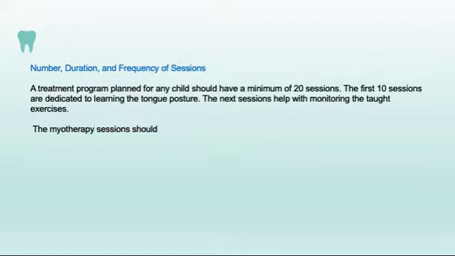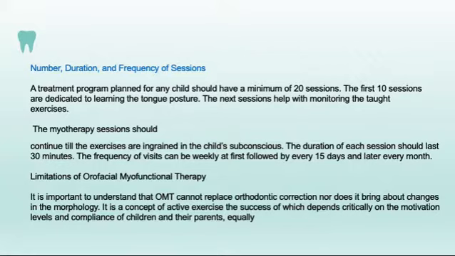Number, duration, and frequency of session. A treatment program planned for any child should have a maximum of 20 sessions. The first 10 sessions are dedicated to learning the tongue posture. The next sessions help with monitoring the tongue exercise. The myotherapy sessions should continue till the exercises are ingrained in the child's subconscious.